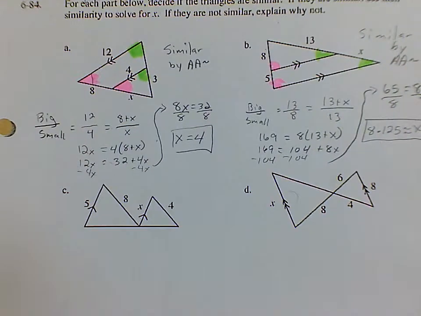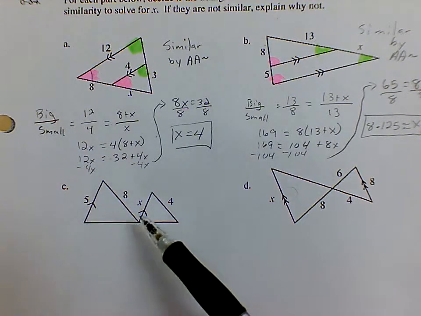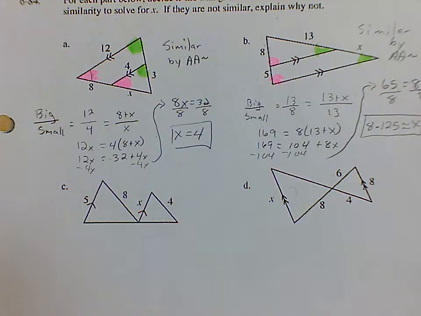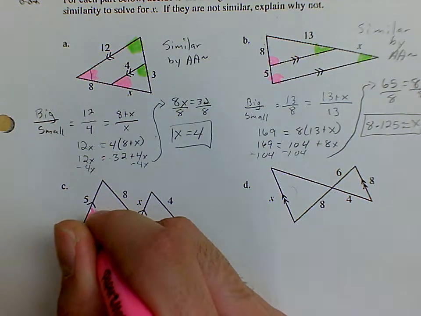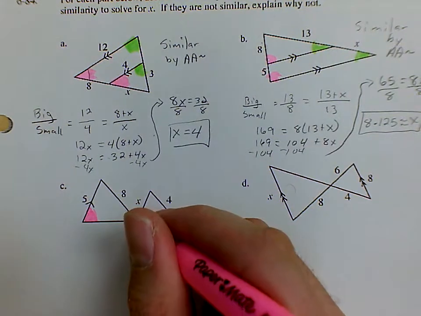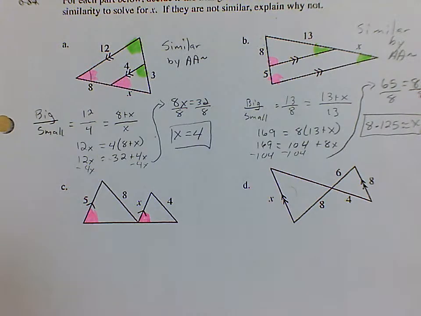Letter C. All right, so question C, let's start with what we know. Once again, I've got parallel lines. So I've got corresponding angles. Same type of thing going on as the last problem, only it looks a little bit different. So you've got corresponding angles there.